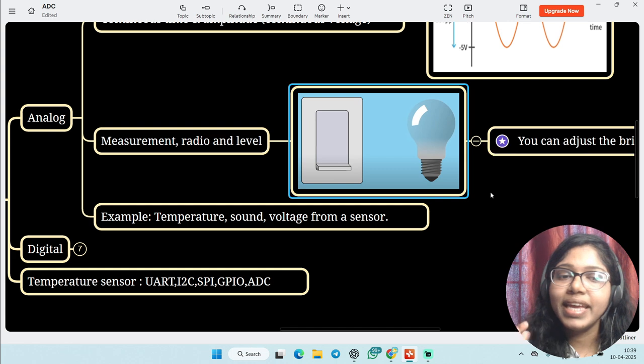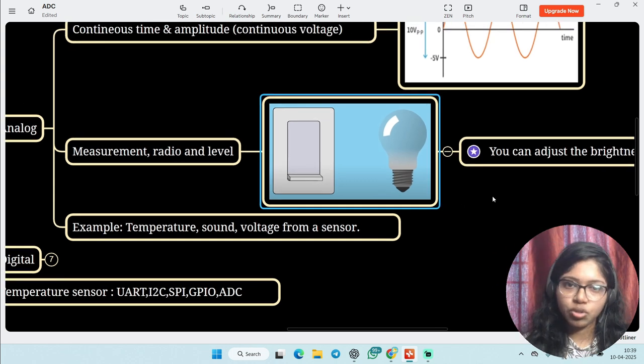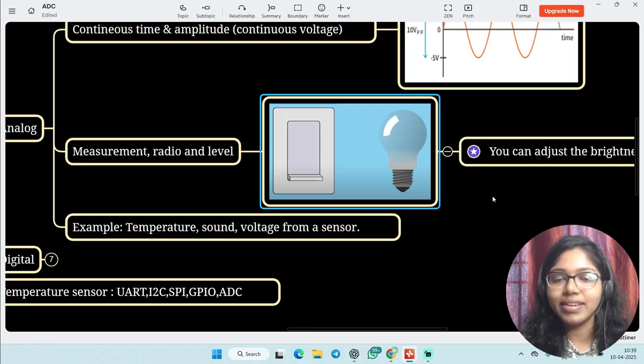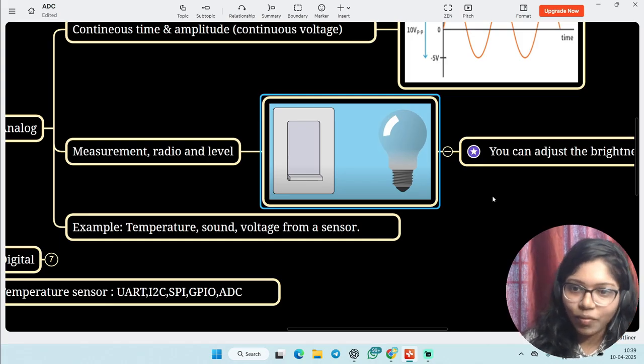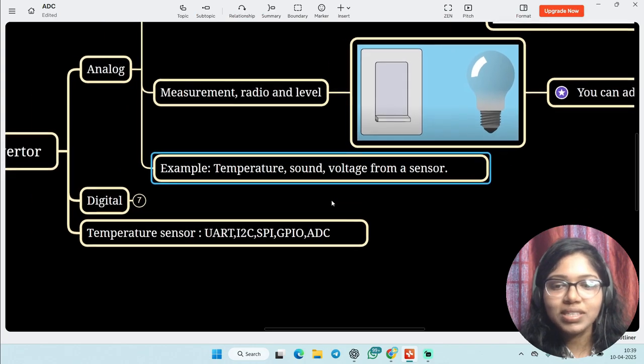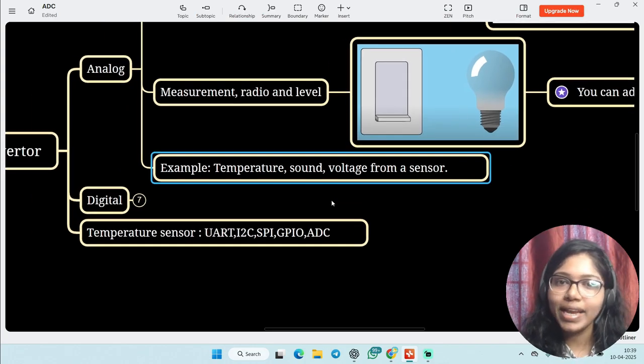In this example, I have one adjustable switch. In this analog example, you can understand it very well because I can adjust the brightness of the bulb, right? So when it comes to analog, you can adjust the bulb. Examples of this are temperature, sound, voltage, and data from a sensor. You can get all the data, even if it is noise or junk data, you can acquire it.